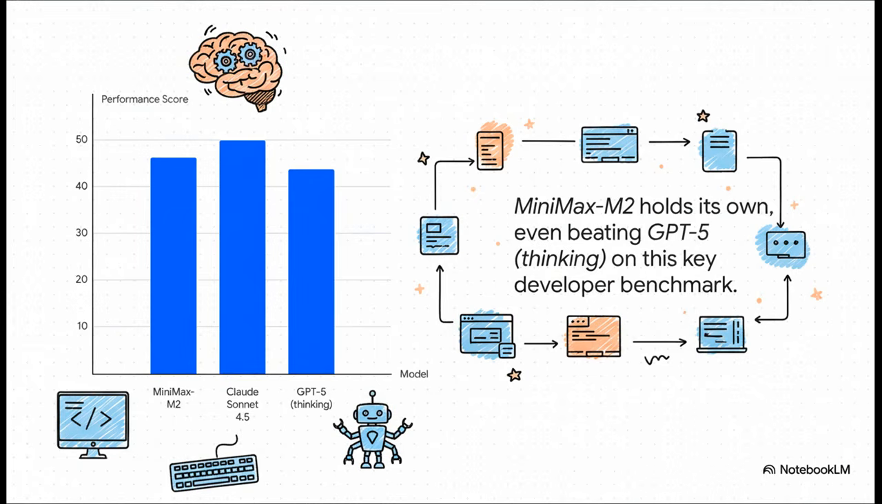And the results on this benchmark, Terminal Bench, are pretty revealing. Look at this. MiniMax M2 is holding its own against Claude, and it even edges out a thinking version of GPT-5. This isn't just a random number on a chart. This means the model is genuinely good in a core hands-on developer environment. That's a big deal.